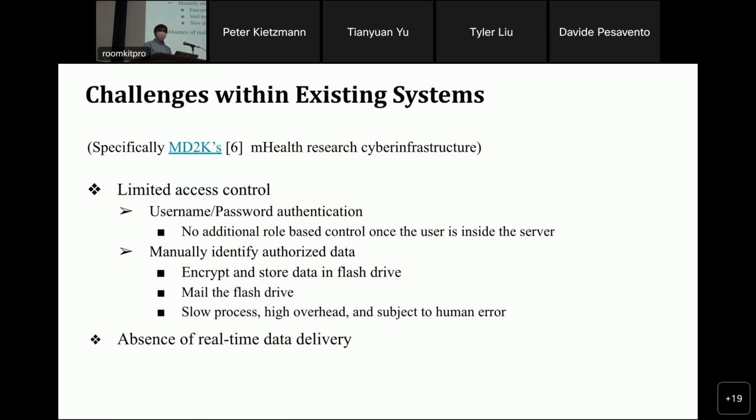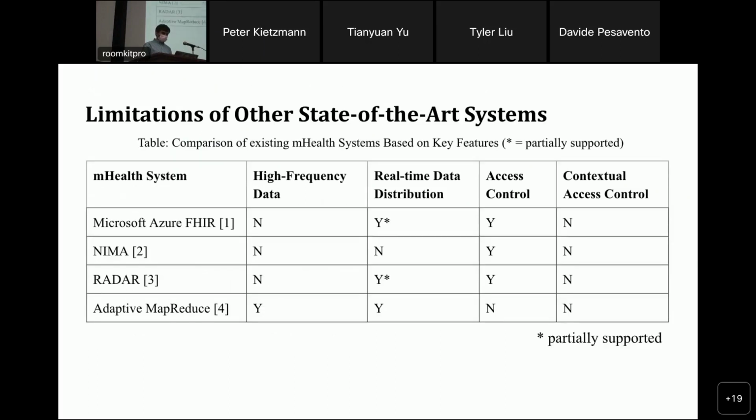And another thing that we found was there was no real-time data delivery. For so many medical interventions, the ML system needs real-time data delivery. There are also other limitations that existed in some of the state-of-the-art systems.